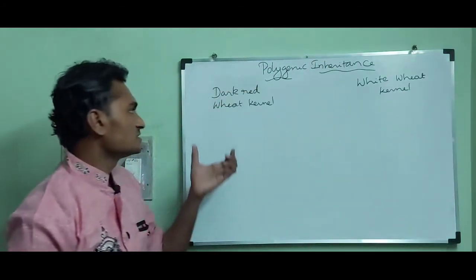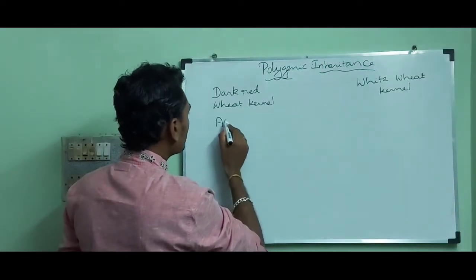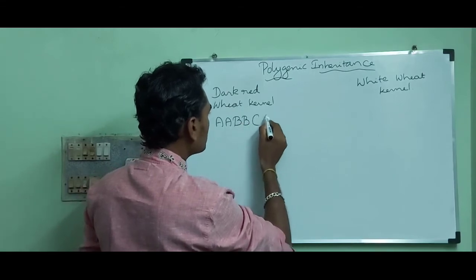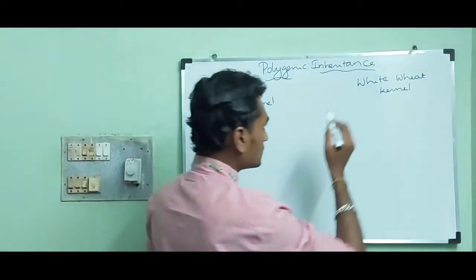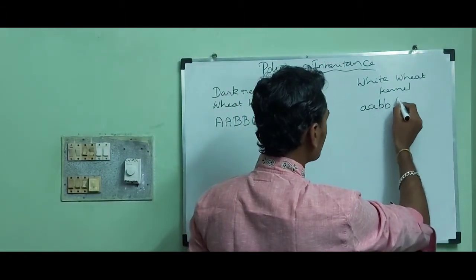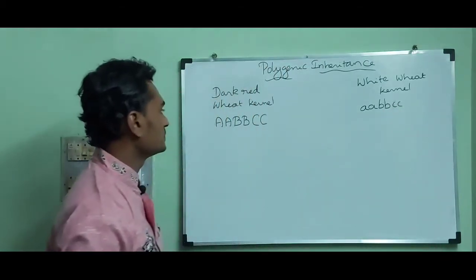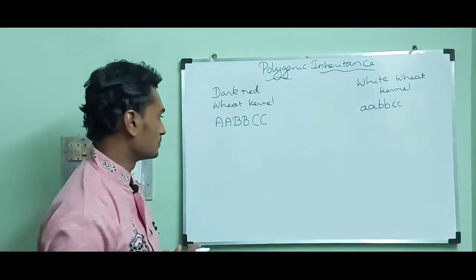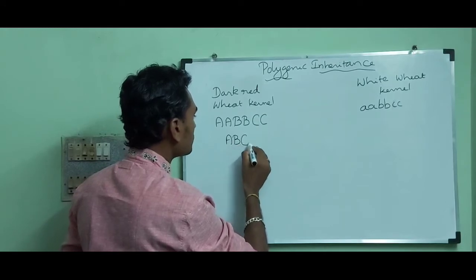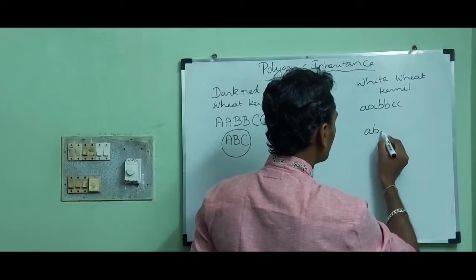Then the genotype of the dominant one is capital A, capital A, capital B, capital B, capital C, capital C. For the recessive it is small a, small a, small b, small b, small c, small c. Then the gametes produced would be capital A, capital B, capital C here, and small a, small b, small c here.